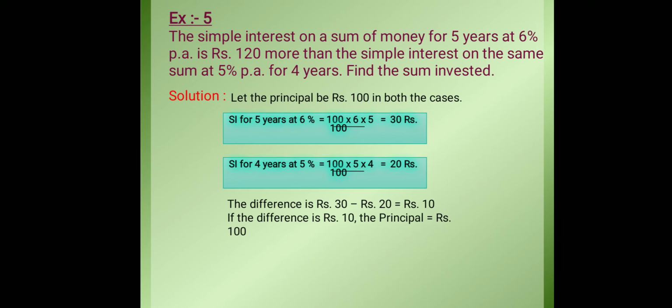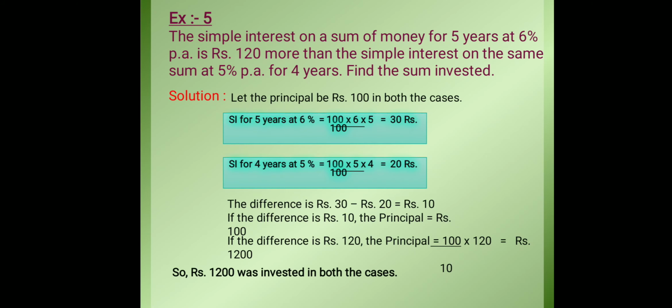If the difference is rupees 10, the principal is rupees 100. So, if the difference is rupees 120, because here the condition is 120 more than the simple interest, the principal is equal to 100 multiplied by 120 divided by 10, that is equal to 1200 rupees. So, rupees 1200 was invested in both the cases.